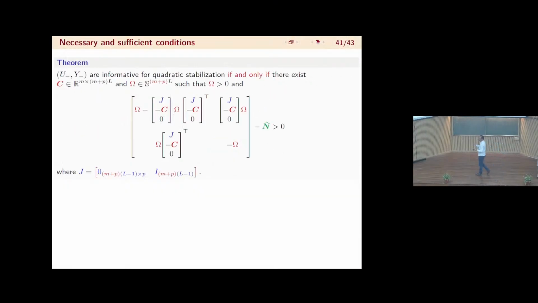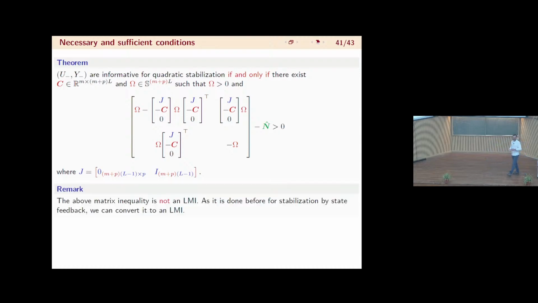Well, is this an LMI? No. That's bad news. Can we cast it as an LMI? I'm not going to do it. We are all tired, I know. But the answer is yes. Like we did before, by using a Schur complement argument, we can cast this matrix inequality as a linear matrix inequality. And then from that linear matrix inequality, if it is feasible, we can find this C, which is going to be a controller.